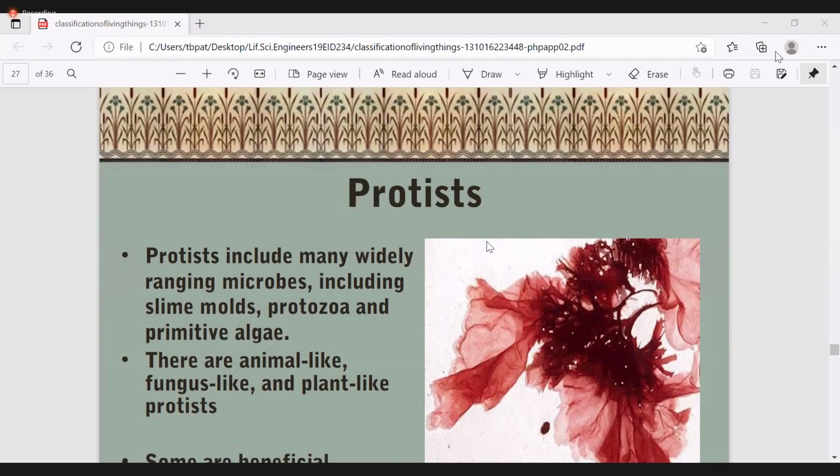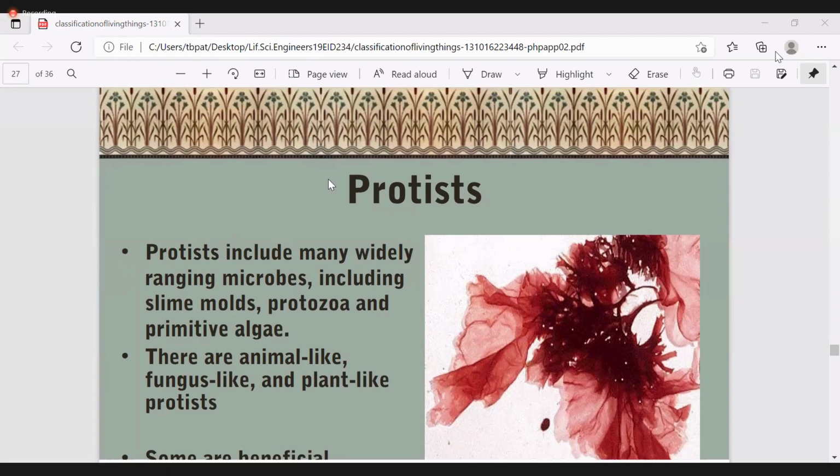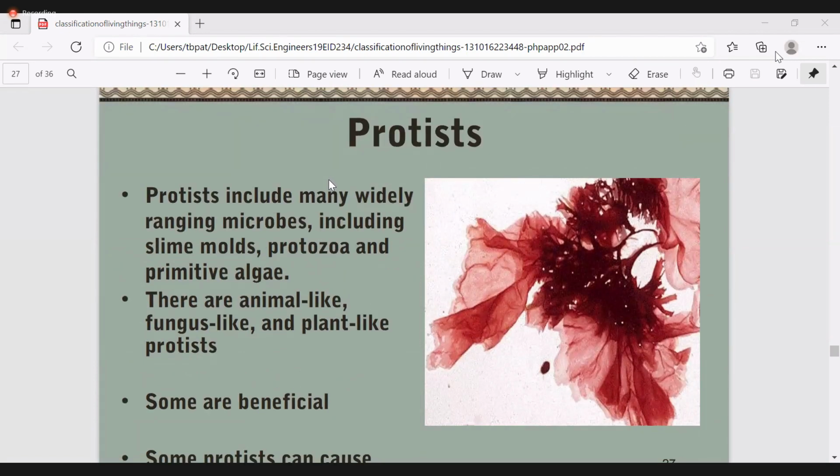The next is Eukarya. In Eukarya, the first is the protista, next are algae, then plants, and then the kingdom of animals. The protista are of three fascinating types: animal-like, fungus-like, and plant-like. The protista include a widely ranging group of microbes.